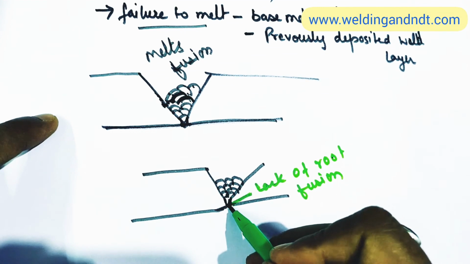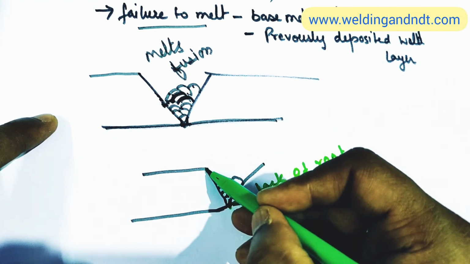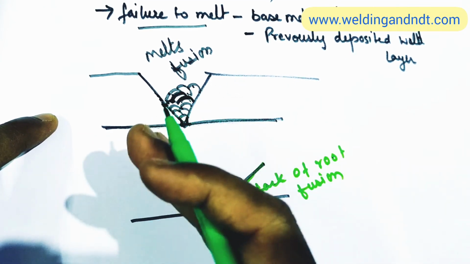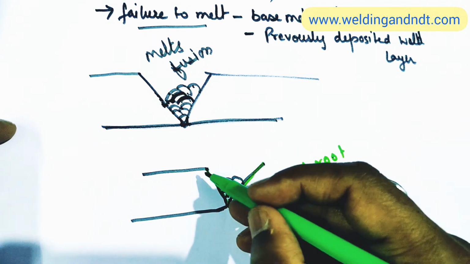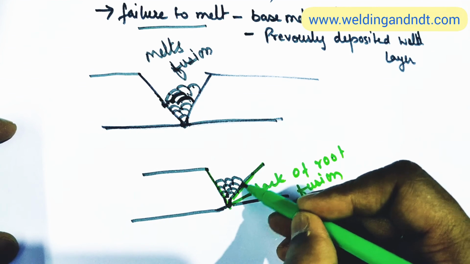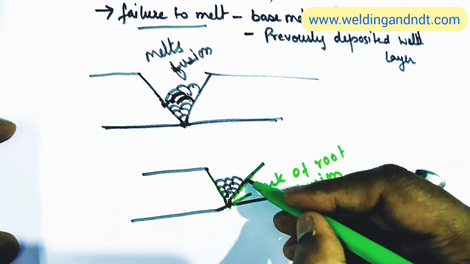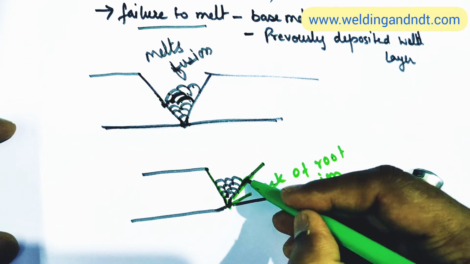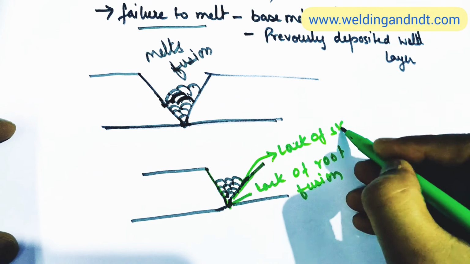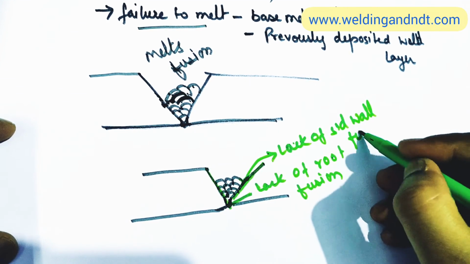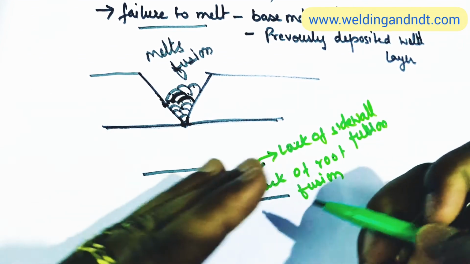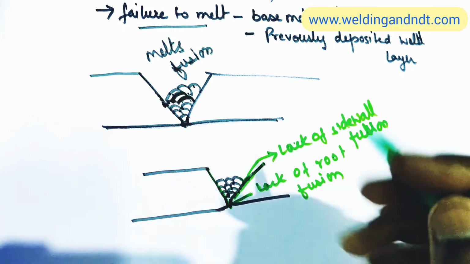So if there is a lack of fusion at the root, now these are the walls: base metal, the root faces, these are the two root faces, and these faces are called walls. And if there is a lack of fusion at this wall between the weld metal and the base metal, then this is called lack of side wall fusion. So this joint surface is the side wall.